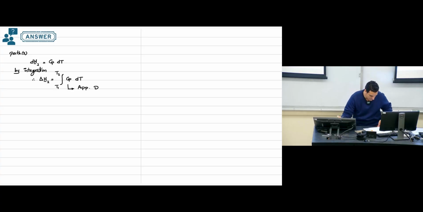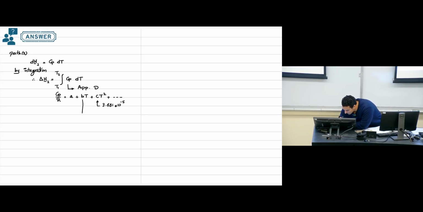And from appendix D, let me put the equation. We have Cp over R. This is equivalent to A plus Bt plus Ct square till the end of the equation. The value of C, this one is 3.631 times 10 to the power 5.